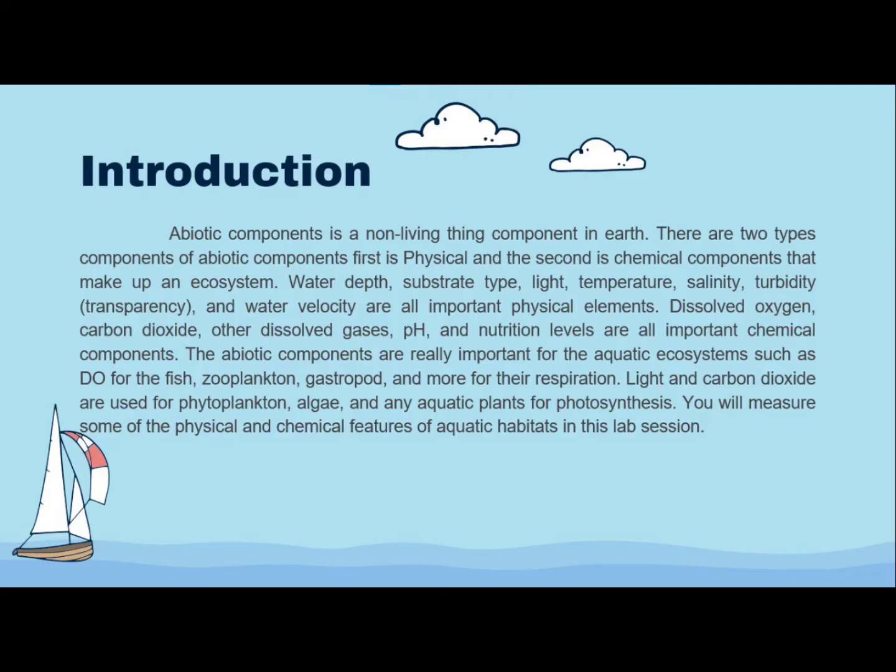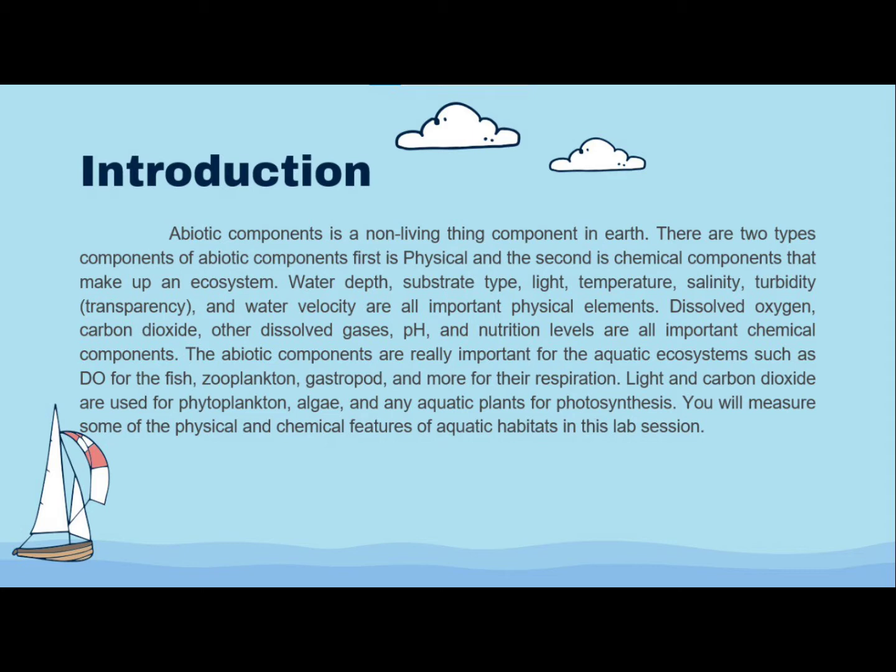Okay, let me brief the introduction. Abiotic component is a non-living component on Earth. There are two types of abiotic component: first is physical and the second is chemical component that make up an ecosystem. Water depth, substrate type, light, temperature, salinity, turbidity, and water velocity are all important physical elements. Dissolved oxygen, carbon dioxide and other dissolved gases, pH, and nutrient level are all important chemical components.